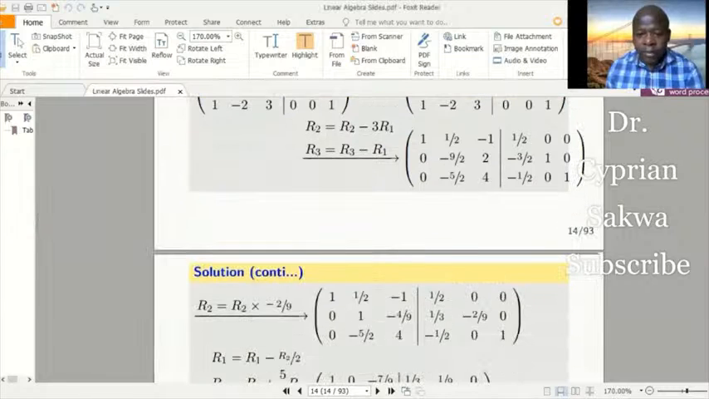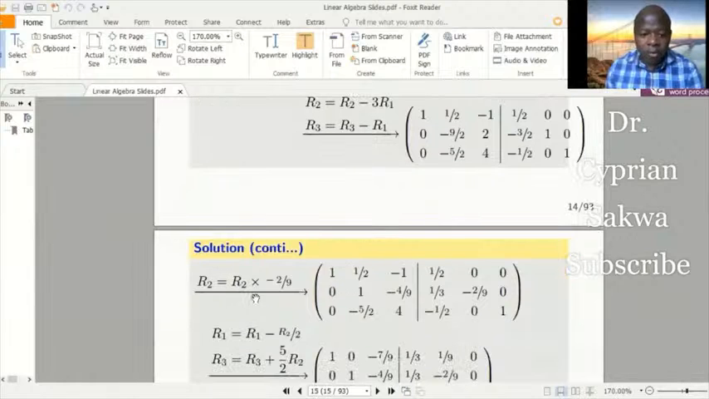Yes, so that's what I did. I just multiplied row 2 by negative 2 over 9. So this by negative 2 over 9 gives me positive 1. This by negative 2 over 9 gives me negative 4 over 9. And this one by negative 2 over 9 gives me a third. The other one will give me negative 2 over 9, and the other one will give me 0.